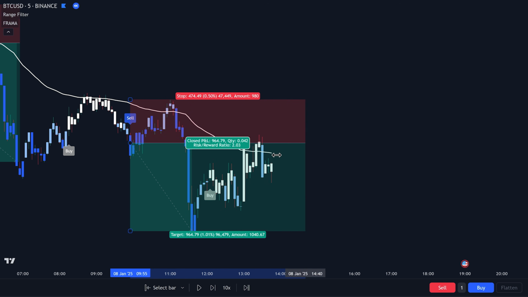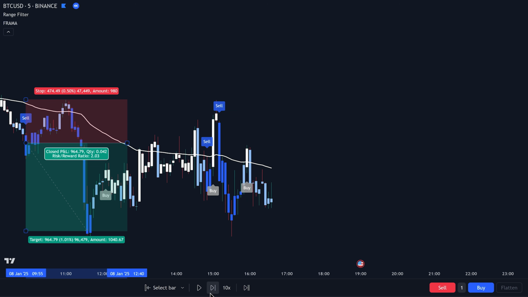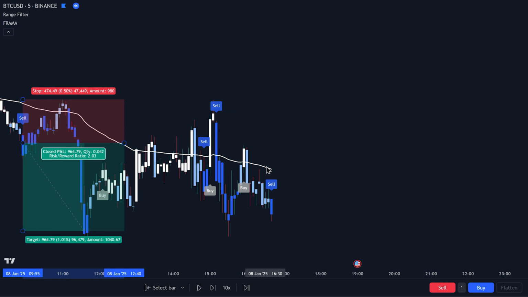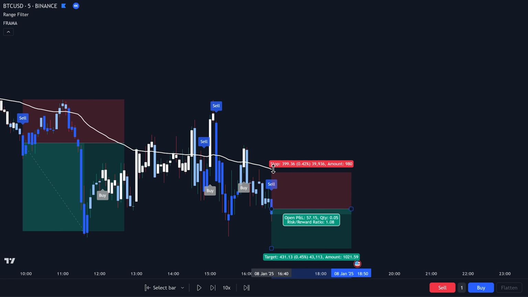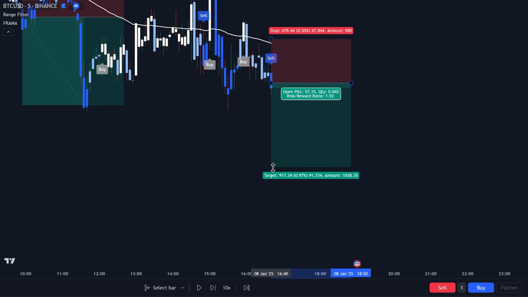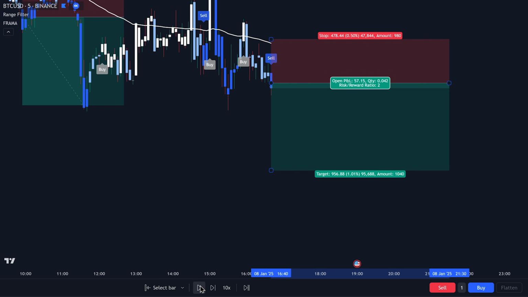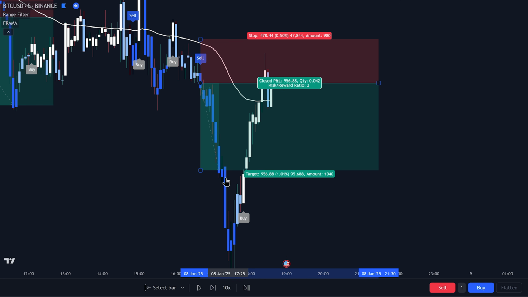We get one more sell signal, and the price is still trading below the FRAMA line. This confirms the bearish trend, and we can enter the sell position. Set the stop loss just above the FRAMA line, and aim for a 2-to-1 reward to risk ratio. Once again, the trade hits take profit, confirming that this is another successful trade.